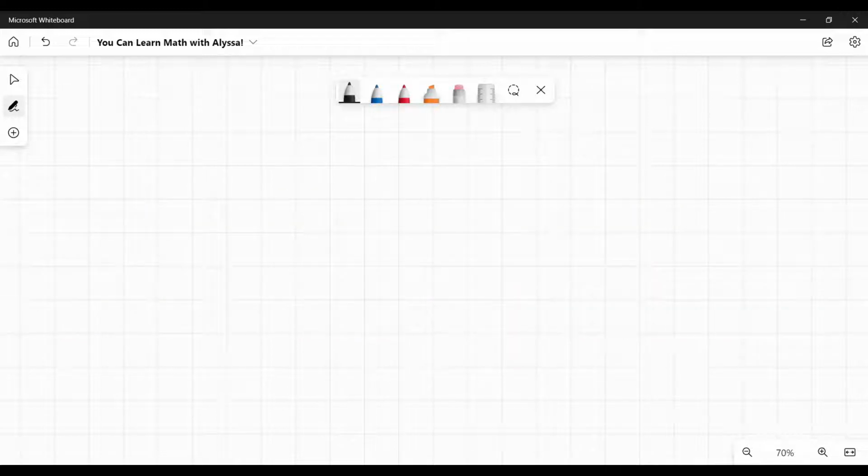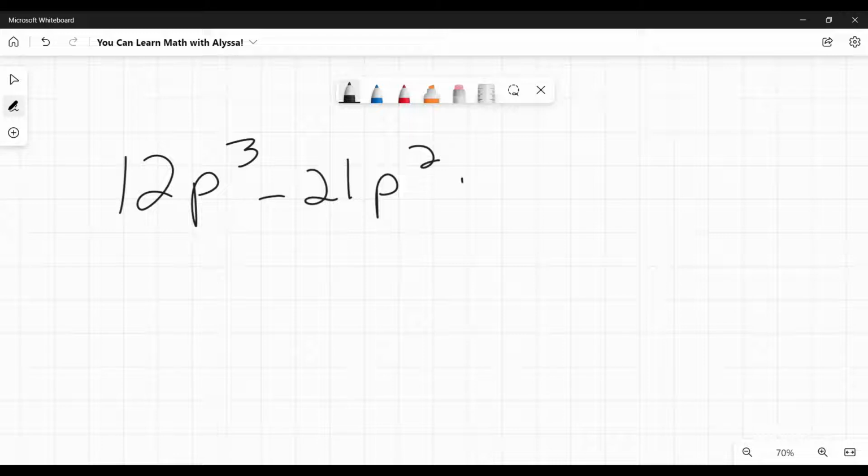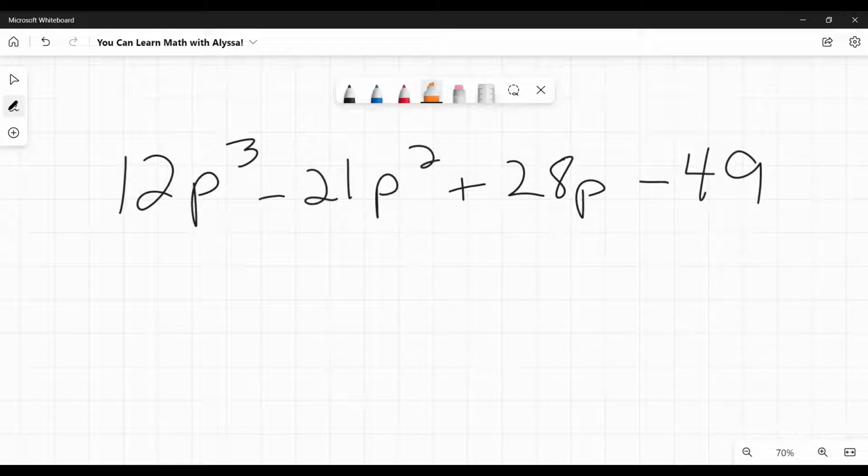So the first one we're dealing with is our introduction to the concept. And it's going to be 12p cubed minus 21p squared plus 28p minus 49. Now the first thing, when we have grouping, we want to make sure that the exponents here are in descending order, and they already are. To the power of 3, to the power of 2, to the power of 1, and nothing is there. That's what we want. In rare cases, they may put it out of order. Make sure it's in that proper order.